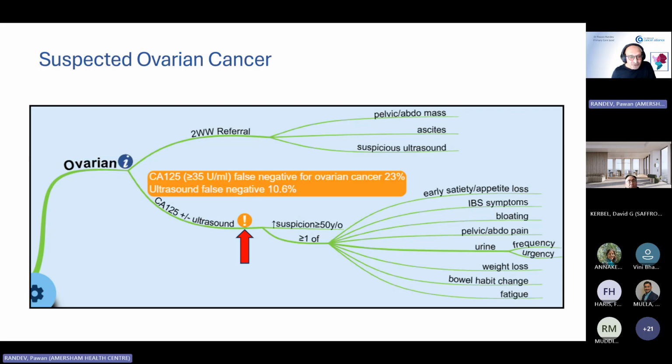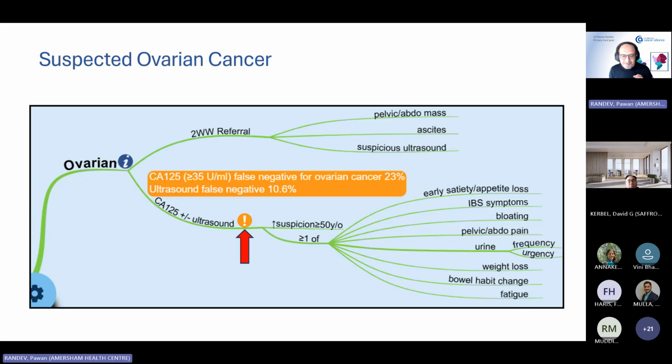If you have an ultrasound scan, the false negative rate is only 10.5%. So it starts to make sense to consider, for a woman who has those symptoms, should I be doing a CA125 and an ultrasound test? And so we're now starting to think about combinations of investigations.